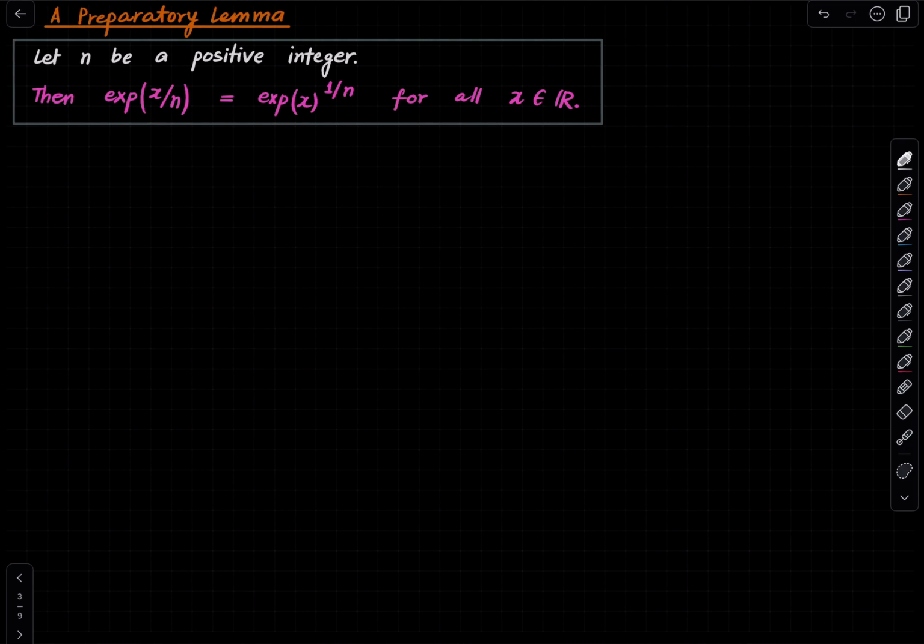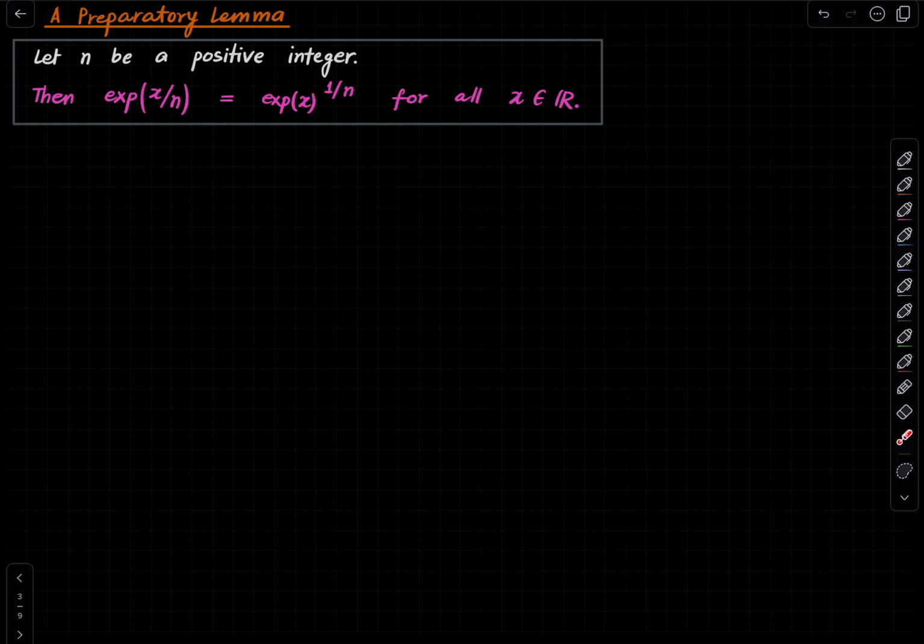Before we go to the arithmetic geometric mean inequality, let's prove a very simple statement about the exponential function, which should have been perhaps discussed before or given as an exercise, but no harm in doing it here. So we are saying that if you exponentiate something divided by n, that is the same as taking the nth root of the exponentiation. So take x, a real number, exponentiate x upon n, or exponentiate x and take the nth root.